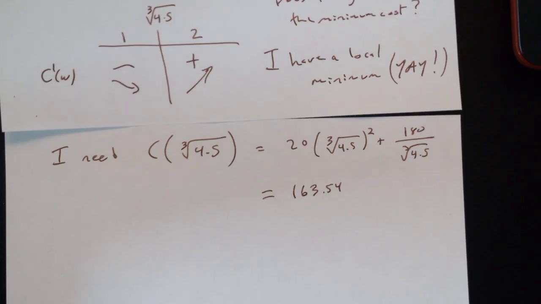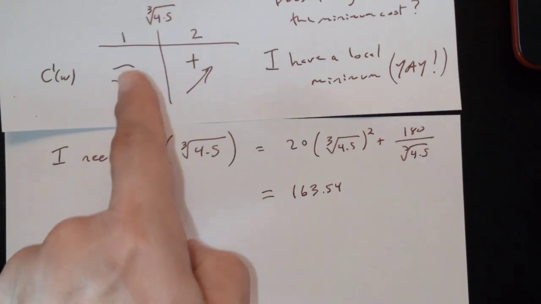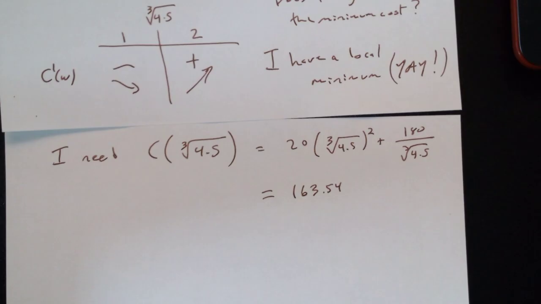We found this was a local minimum by building a sign chart. This is not the only way to prove we have a local minimum. That is the first derivative test. What's another test that will show me whether or not I have a maximum or a minimum? It's related to concavity. The second derivative test. I take the critical number, plug it into the second derivative. If it's concave up, I have a minimum. If it's concave down, I have a maximum.